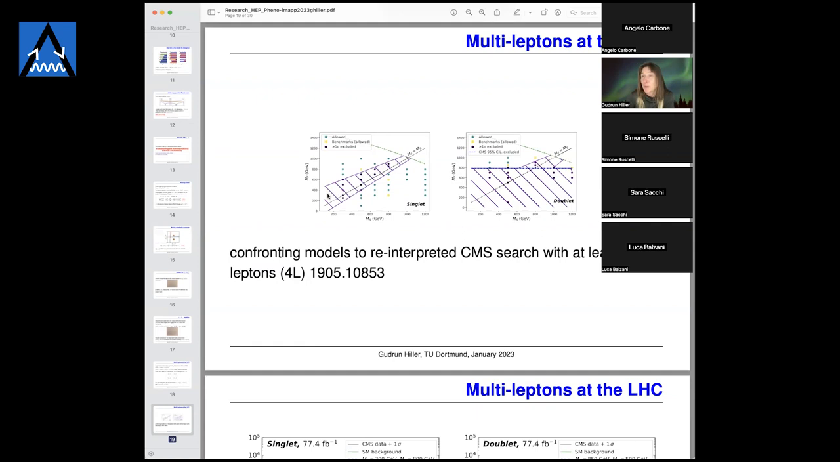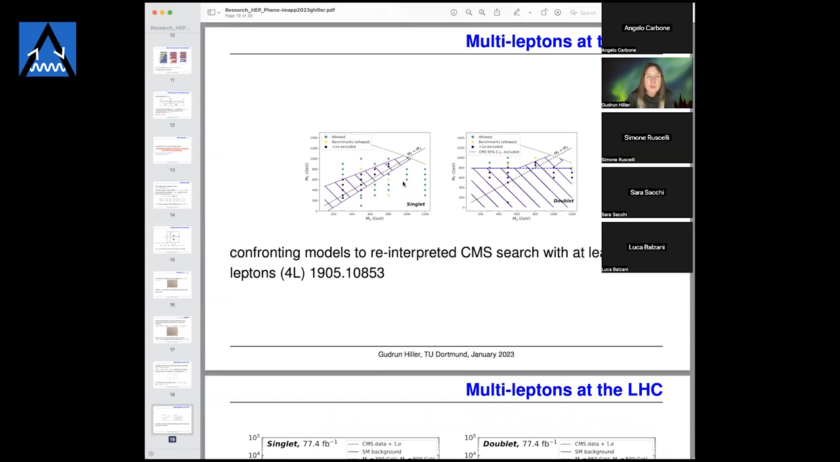can be confronted with data at the LHC, such that we know that when M_S and M_F, the fermion and the scalar, have a similar mass, this is excluded, okay? So the LHC can probe these types of theory ideas. On the other hand, everything that's not in this hatched area is allowed. So there are a few points that are allowed.